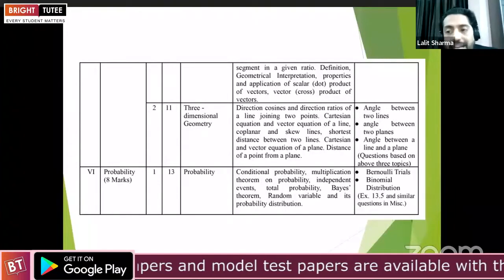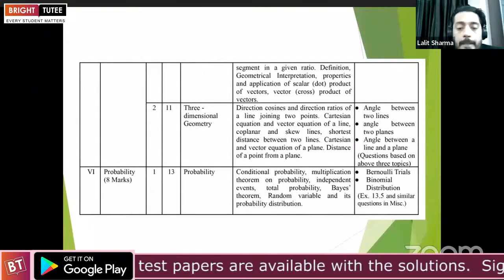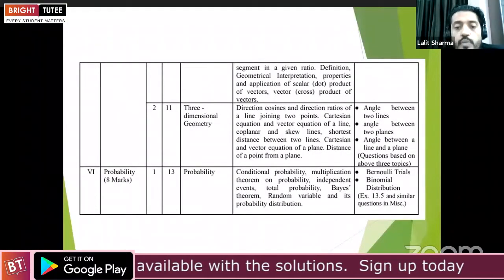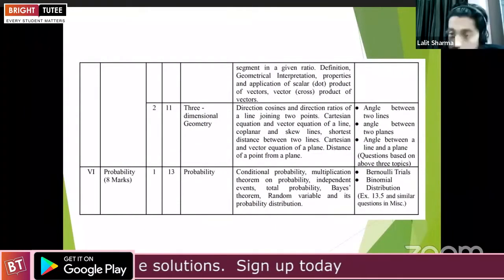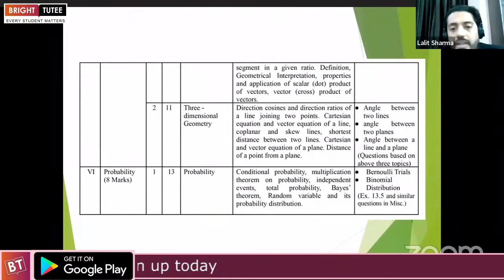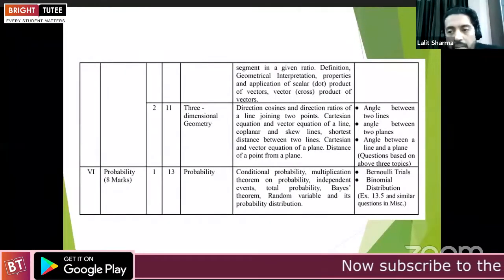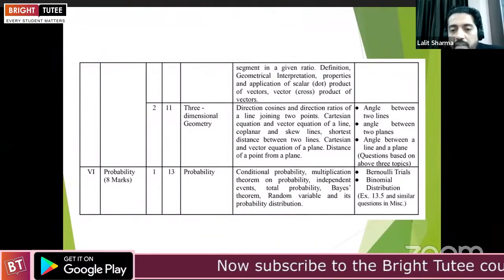The second portion is line in space, in which we have the equation of a line in Cartesian form passing through a point having direction ratios A, B, C. All of you know it is (x minus x1) upon A, (y minus y1) upon B, (z minus z1) upon C.